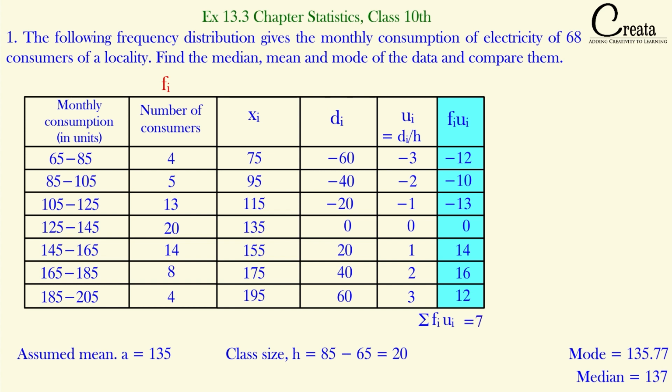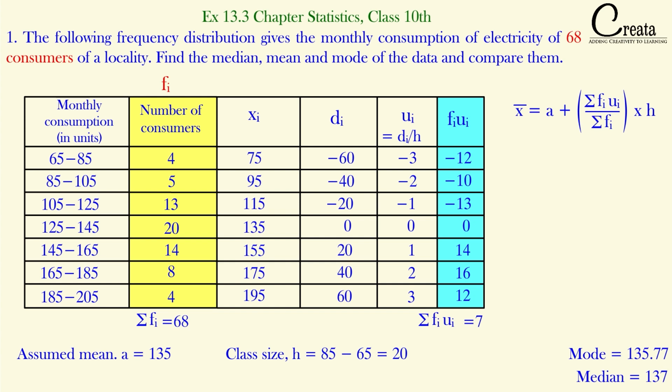And also we need the addition of all the values of the frequency. So sigma fi, let's add all the values of the fi, it is 68. You can add all the values of the frequency, or you can refer to the question. The data is given with respect to 68 consumers. So the data is already given, but still you are open to add all the values of the frequency.